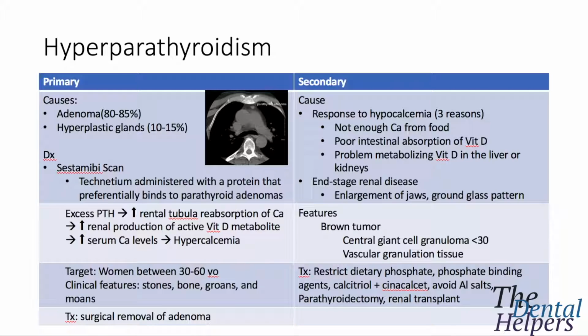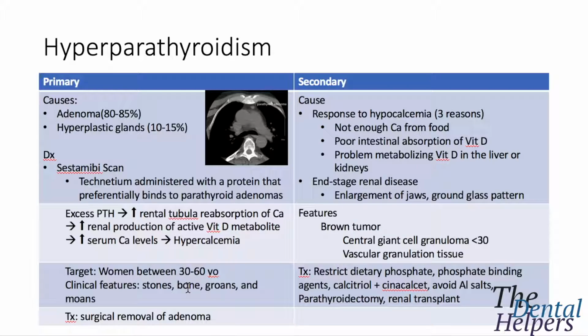So the primary, the majority of the time it's adenoma. A minority of the time it's hyperplastic glands. The diagnosis is going to be this sestamibi scan, and basically you give the patient technetium, and it's administered with a protein. That protein is going to bind to the parathyroid adenoma, and then you get this image and it lights up. So what we're seeing right here is that scan that lights up.